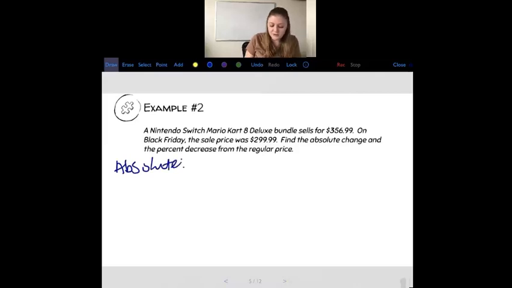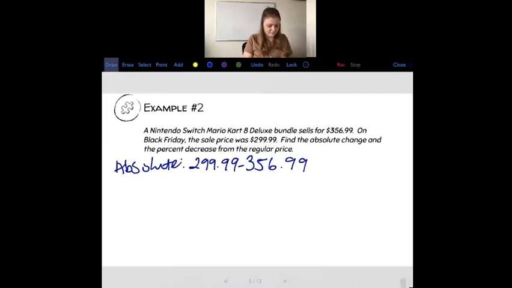It's new minus old, or more recent. And this is also telling us that the reference point is the original price. So that's going to be the old price. So we have $299.99 minus $356.99, which would be negative $57. So for the special sale, it was $57 off.